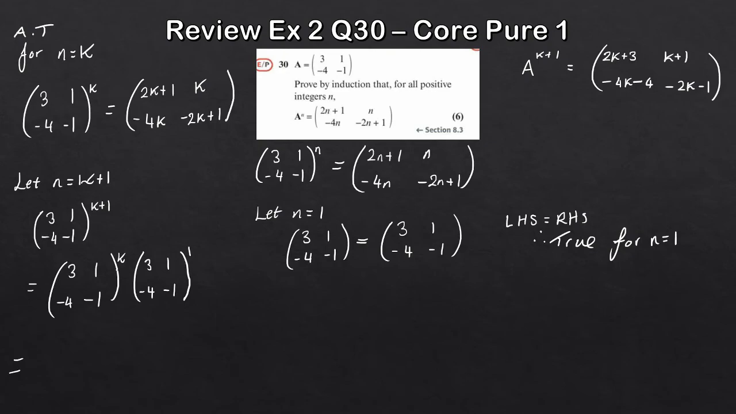This matrix here to the power of k, we know that that's equal to this. So I can rewrite this: 2k plus 1, k, minus 4k, and minus 2k plus 1, times by this matrix now. And then at this stage here, we just need to do our multiplication. So this one it's a little bit trickier than the last one, but again, nothing too crazy.